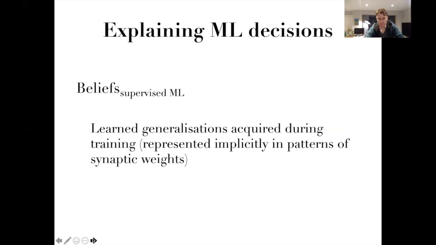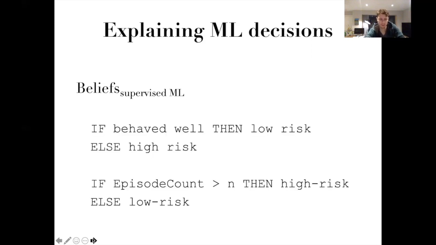So for a tool that predicts the risk that someone might reoffend, the beliefs might be rules like this. Now, I note these are pretty crude, but they give you an idea of how a machine might reason.